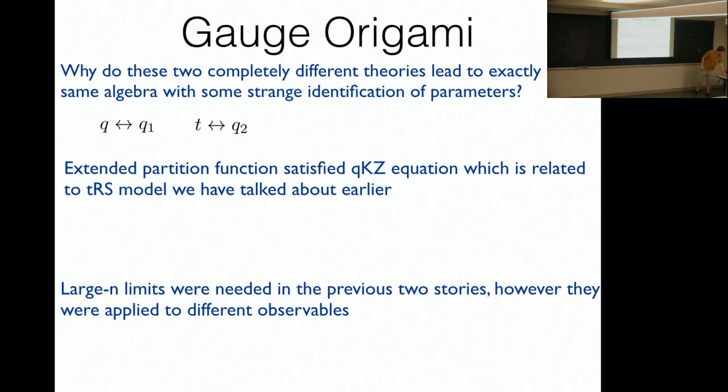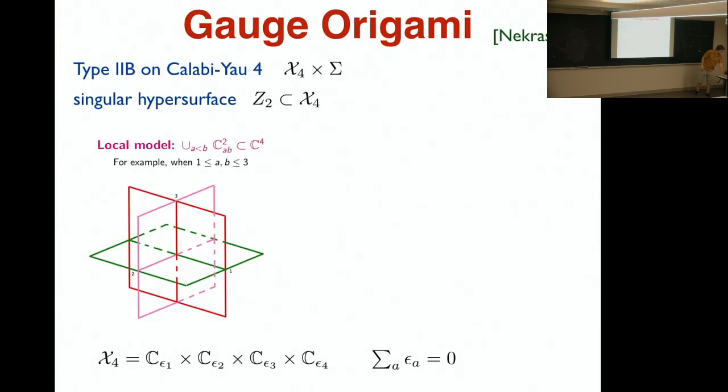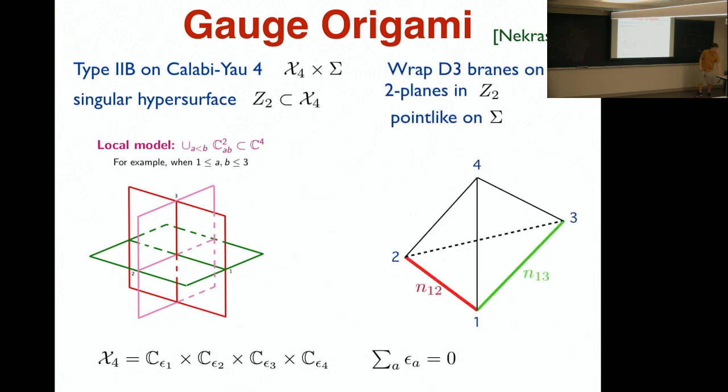But let me show the origami picture. So good. What is gauge origami? In other words, how to show that the Kimura-Pestun story and ours are the same thing. Well, let's take the following setup. Look at the picture on the right. Take type IIB theory on Calabi-Yau 4-fold, which is just R8 with four epsilons, the sum of them equal to zero.